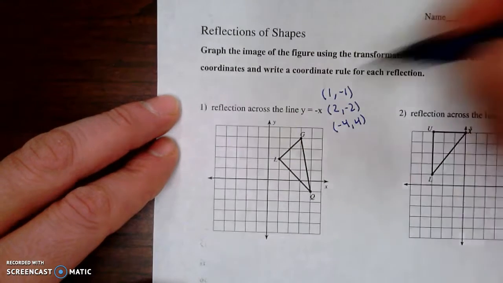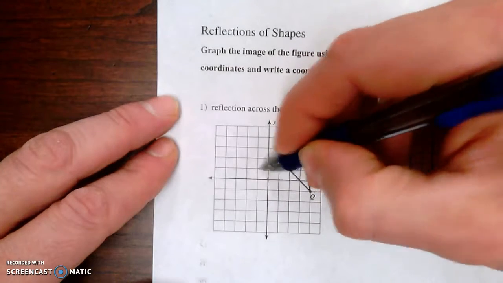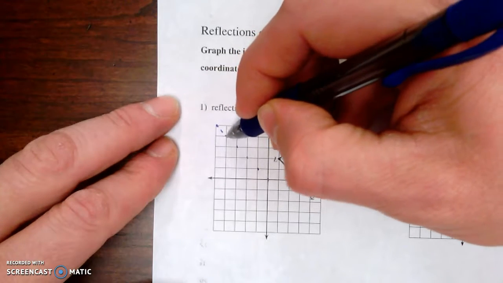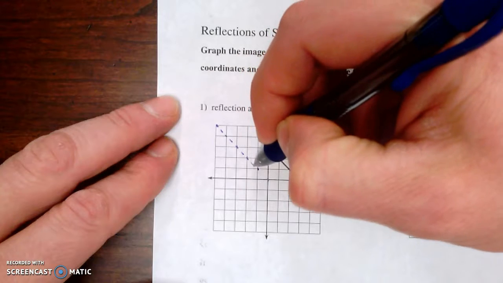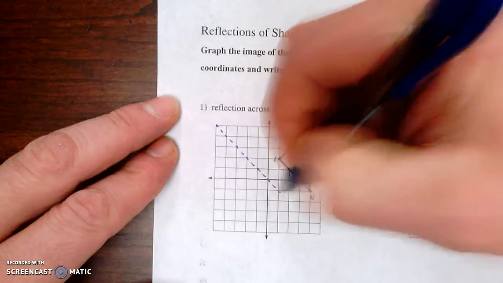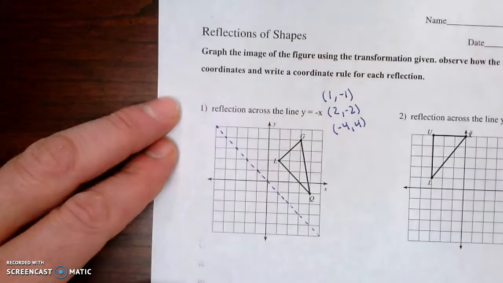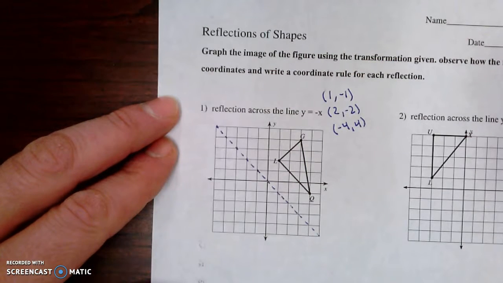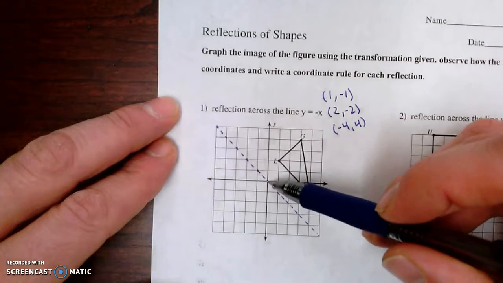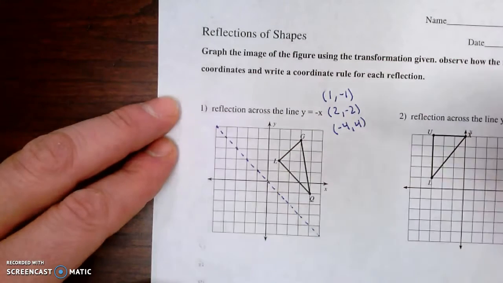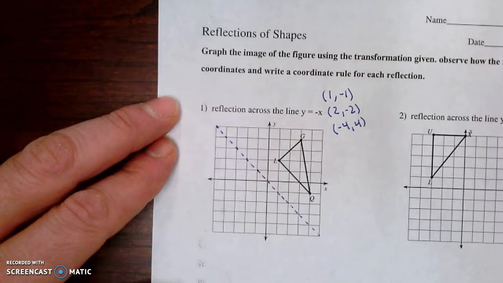And it just so happens that all of these points form a line that cuts diagonally, and I'm going to use kind of a dotted line here, diagonally through the coordinate plane at a 45-degree angle downward, cutting through the origin. So we're going to reflect this shape across that line.